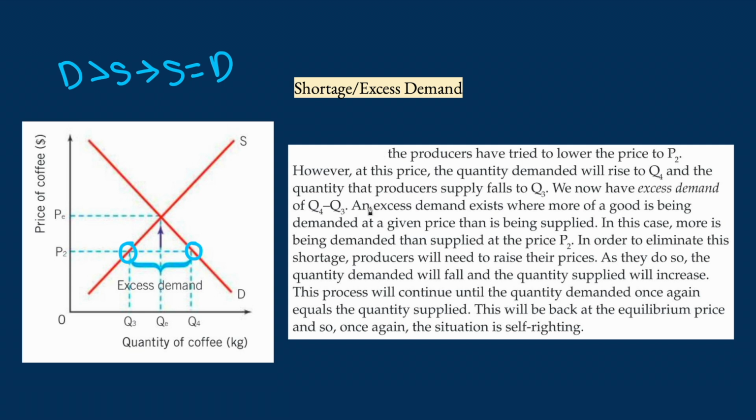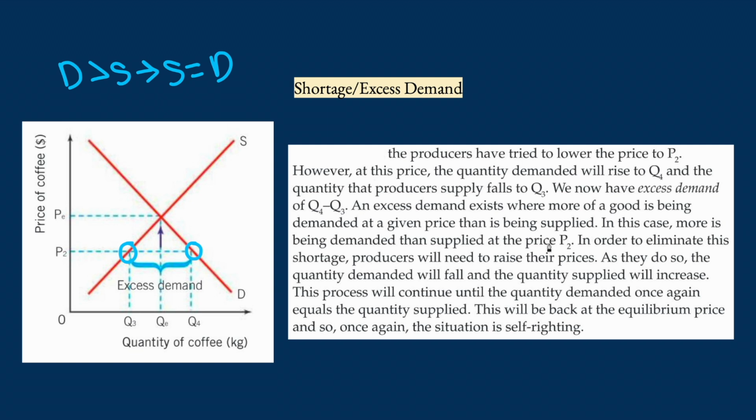But now to define it, an excess demand exists where more of a good is being demanded at a given price than is being supplied. At this given price, this much is being demanded while this much is being supplied. For example, if 5 kilograms of coffee were demanded, but only 2 kilograms were supplied, the excess demand is 3. And just like excess supply, excess demand is a really big problem because it means that there's a shortage and not enough goods to go around, which we obviously don't want.